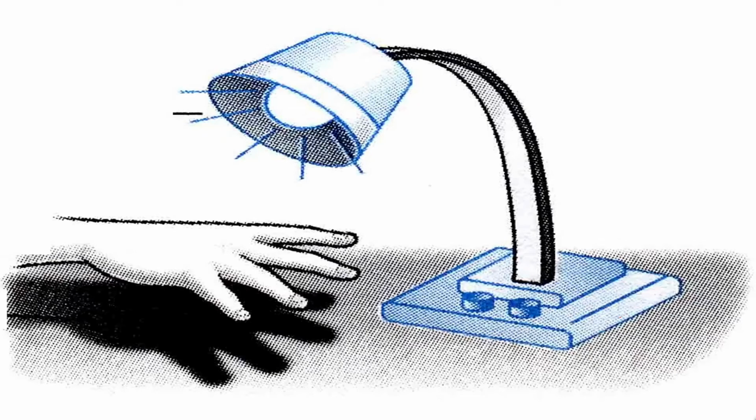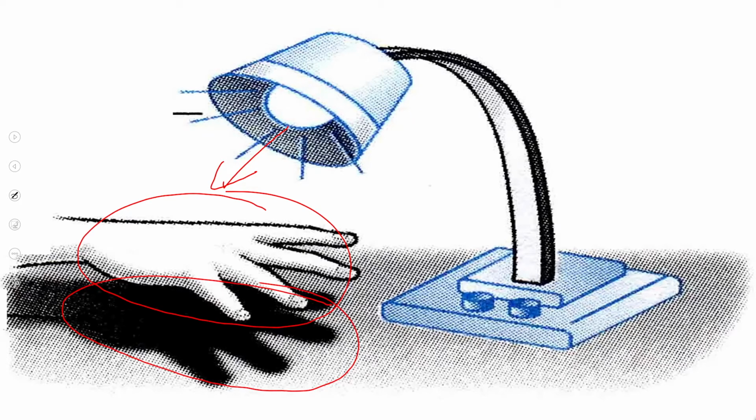As you can see on the screen, there is a hand and it is blocking the source of light. And you can see there is a black patch under it which shows that there is darkness under the hand and the light is blocked. This dark part is called the shadow.